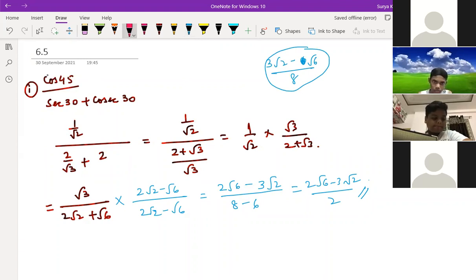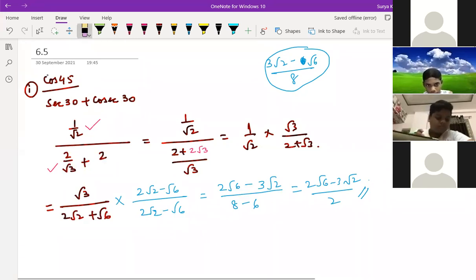Cos 45 is 1 by root 2 only. Sec 30, cos 30 is root 3 by 2. This is also correct. Cosec 30: sin 30 is 1 by 2, so cosec 30 is 2. So this 2 root 3 will be here. We made a mistake here. See, 2 plus 2 root 3. Here 2 root 3 will be there. 1 minute. Here only we have made the mistake. 2 root 3.